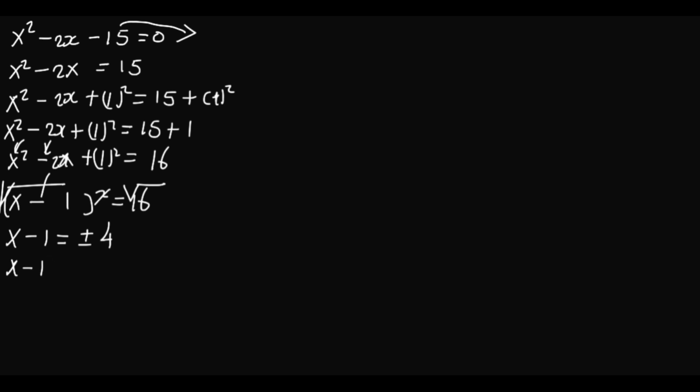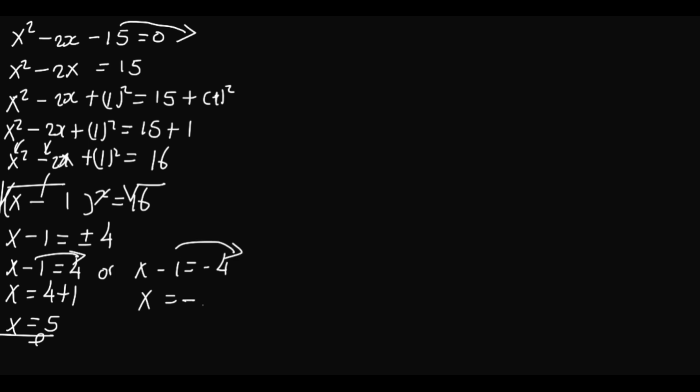So x minus 1 is equal to positive 4, or x minus 1 is equal to -4. So we can now move our -1 to the other side, giving us 4 plus 1. The first value of x is 5. Here we can now move this to the other side, giving us plus 1, which is now our x is equal to -3.